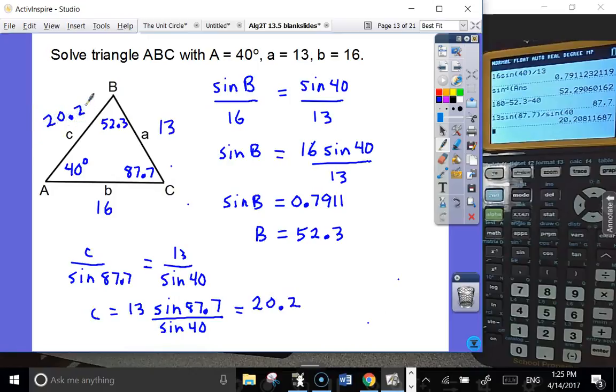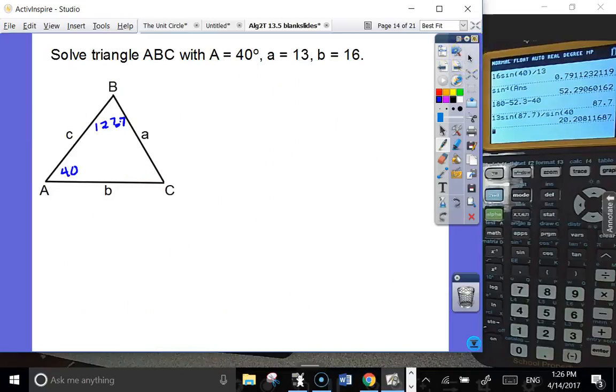Now, if you're ever suspicious of your numbers, you could always do the check that you would do in geometry: is the biggest side across from the biggest angle? Is the smallest side across from the smallest angle? Because sometimes, if it's not, you did something wrong. It looks like the biggest angle is 87.7 and the biggest side is 20.2, so that works. The smallest angle is 40 and the smallest side is 13. That's not a guarantee, but at least you could catch a mistake if it wasn't so, right? Okay, now we need to go to the next one.